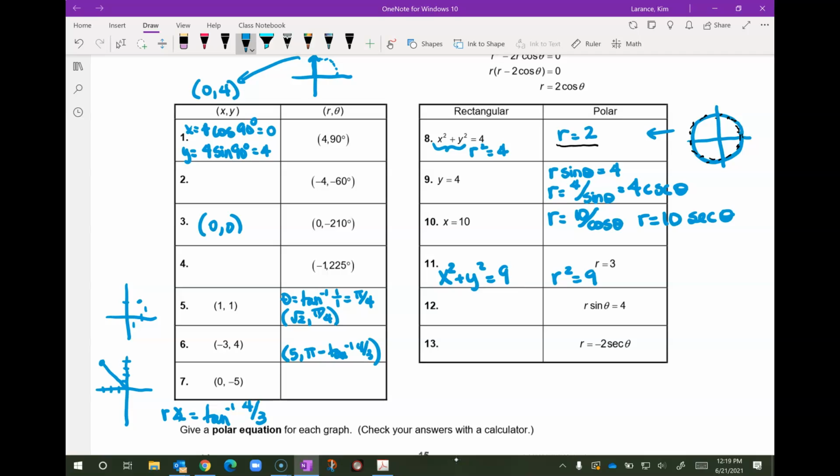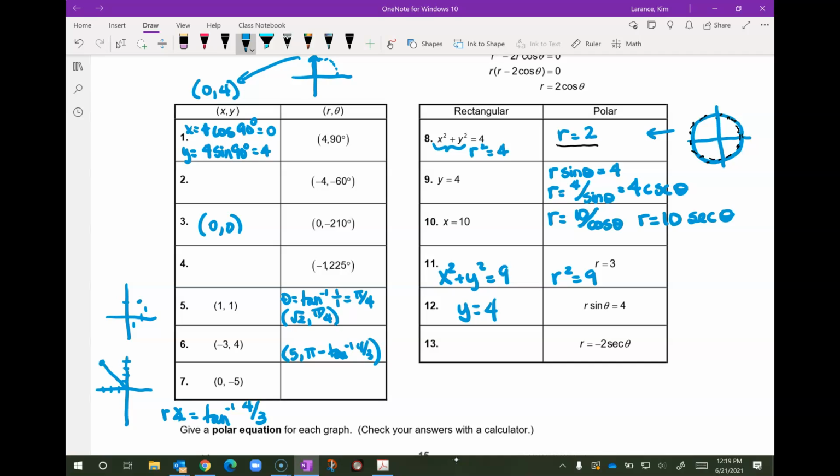And then these are very, very similar to what you had up above. r sine theta equals 4. So we could say y equals 4. And those are just lines. Crazy ways to get a line, but you can still get anything in polar form and rectangular form. Usually one way is easier than the other.